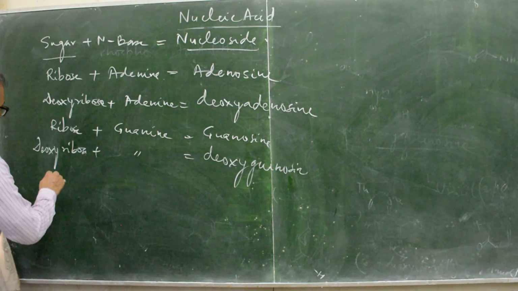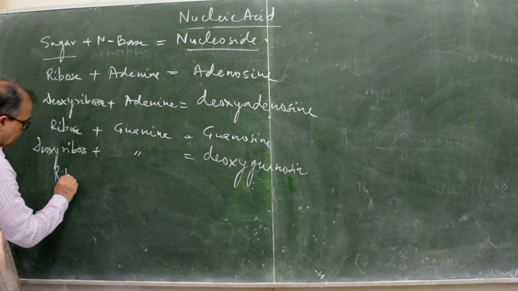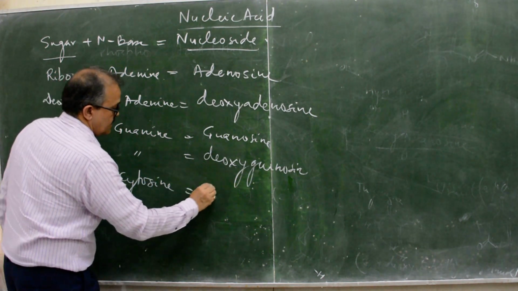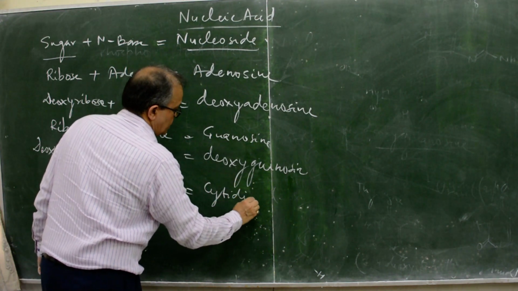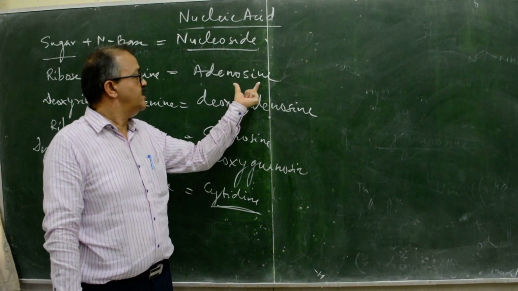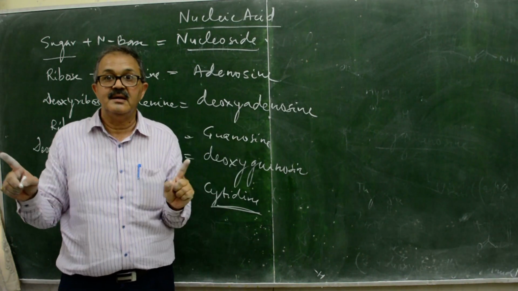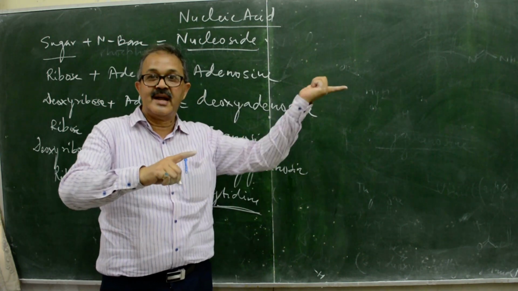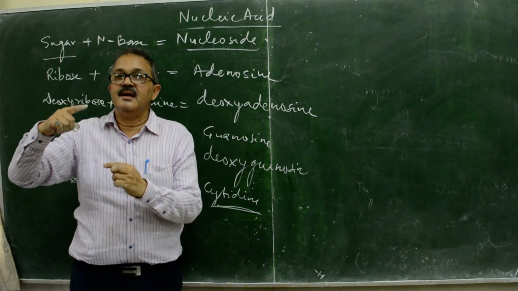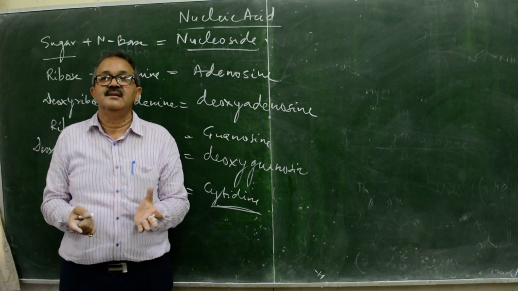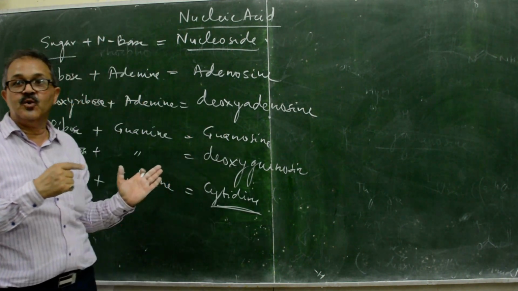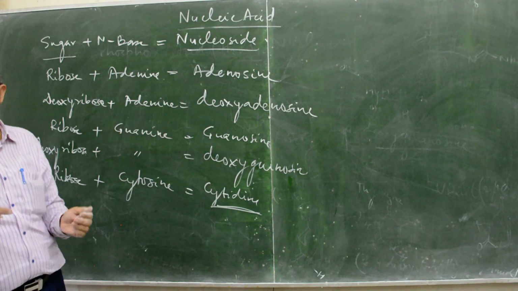Suppose ribose sugar is there plus cytosine, it is known as cytidine. Remember, cytidine, guanosine, adenosine mean nucleoside. It is not an acid, because there is no phosphoric acid. After attachment of the phosphoric acid, this will be an acid, because the phosphoric acid provides the acidic nature of the nucleic acid and its negative polarity.